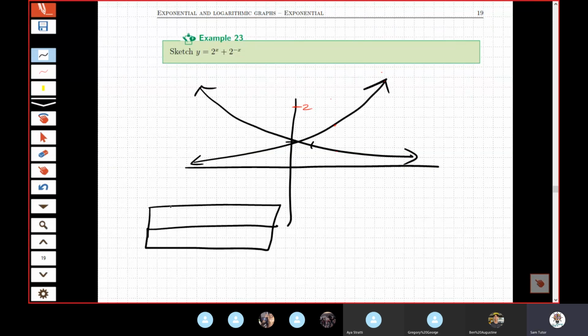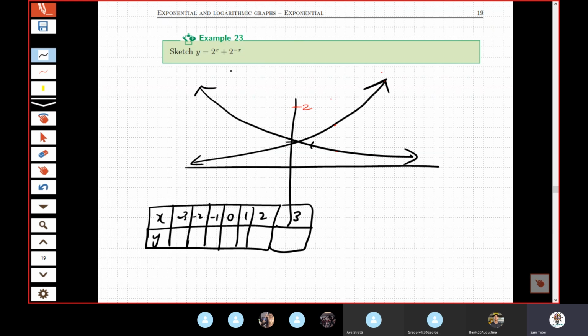So don't be afraid of that. If you ever get stuck and you're not sure what to do, just draw a table of values: negative 3, negative 2, negative 1, 0, 1, 2, and 3. That's good enough. All right. Sub in x is negative 3 into here.